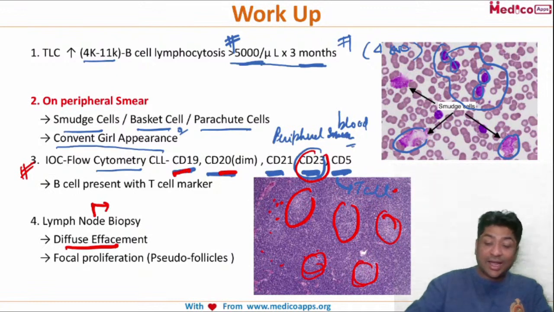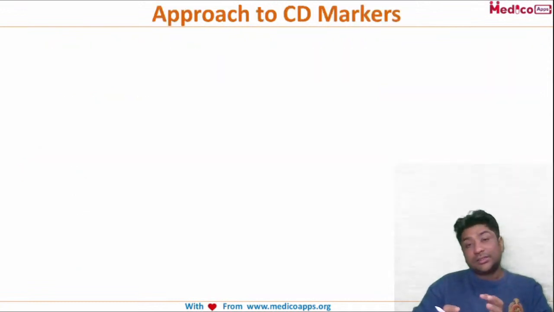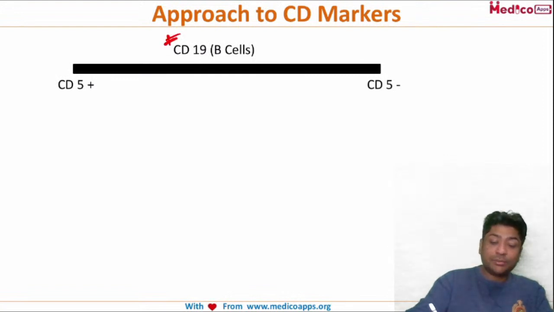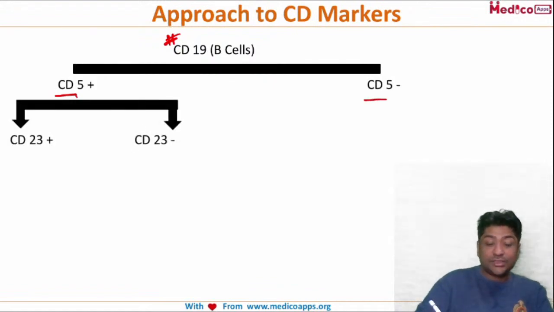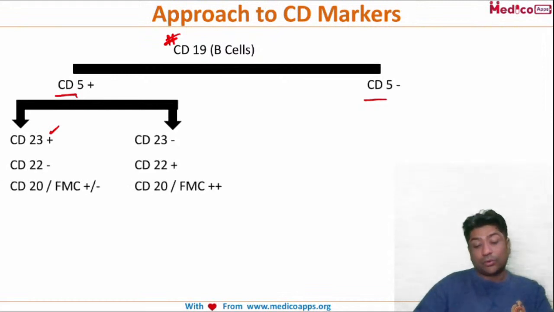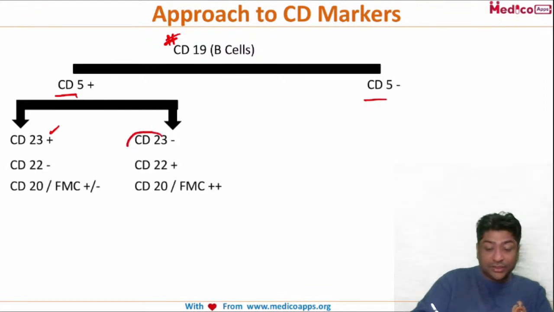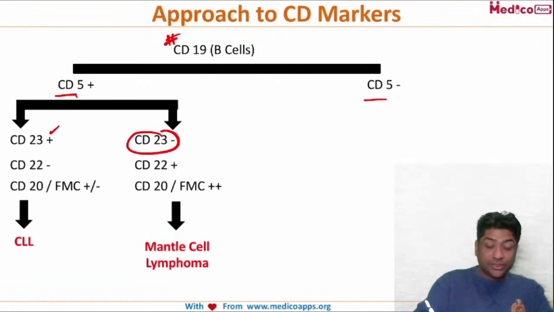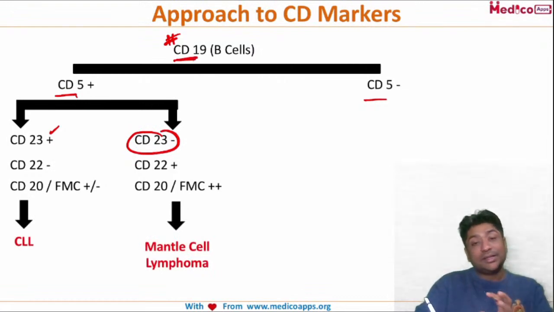So these are here. As I've told you, let's quickly see how to approach CD markers. If you see a CD19, so you know it's a B cell marker. Then quickly you will see for a CD5. If CD5 is there, you look for CD23. If CD23 is present, I told you it will be chronic lymphocytic leukemia. If CD23 is negative, it will be mantle cell lymphoma. Is it clear? So CD19 will be present in all B cell tumors.